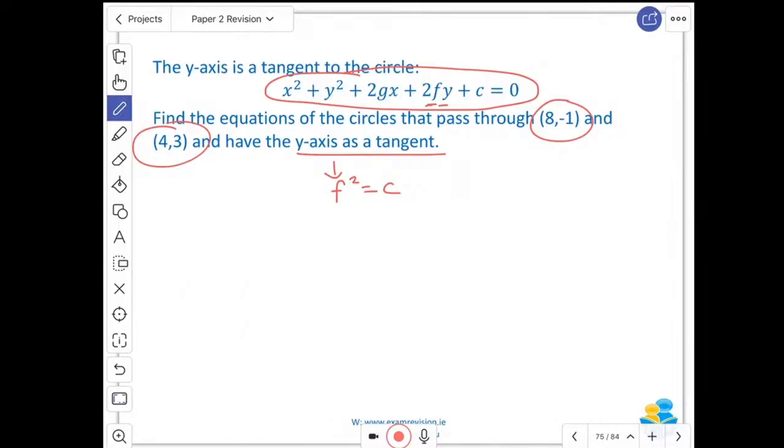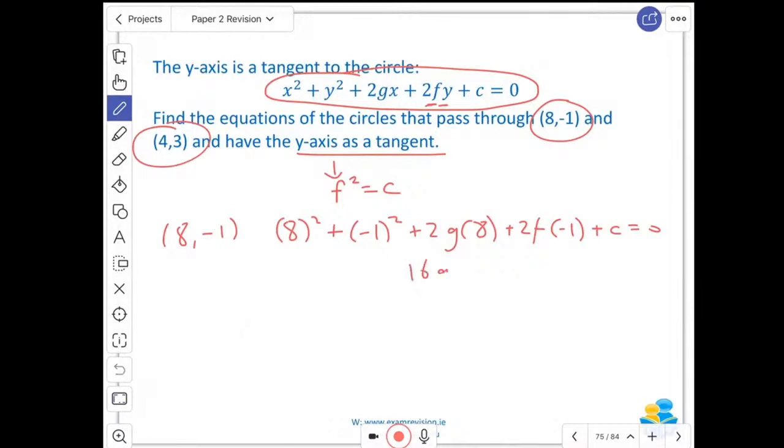So what you're going to do to start off with then, I'm not going to do this whole question out, but just to show you, you're going to substitute in 8 and minus 1 to begin with for x and y. So that's going to end up giving you 8 squared plus minus 1 squared plus 2g times 8 plus 2f times minus 1 plus c equals 0. So that's going to give me 16g minus 2f plus c, and that gives you 65. I'm just going to bring that over to the other side, so minus 65. So that's your first equation.